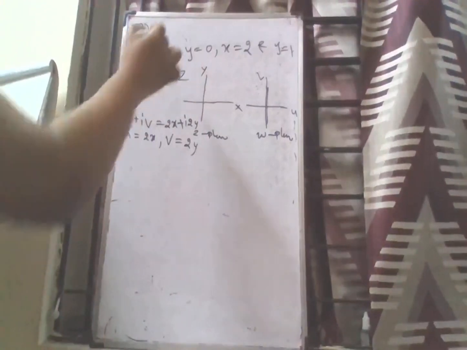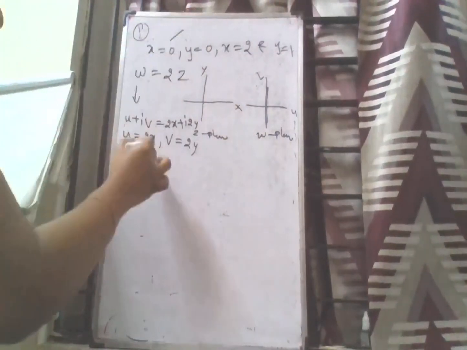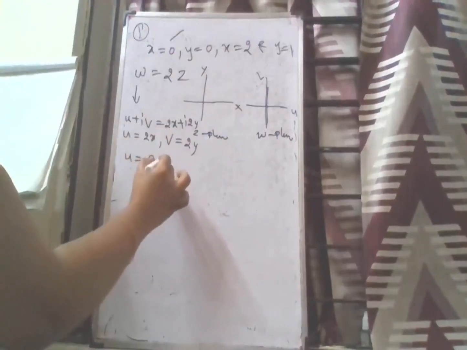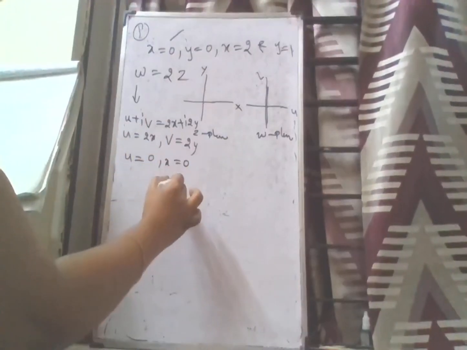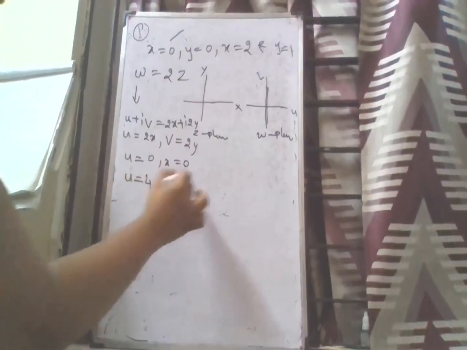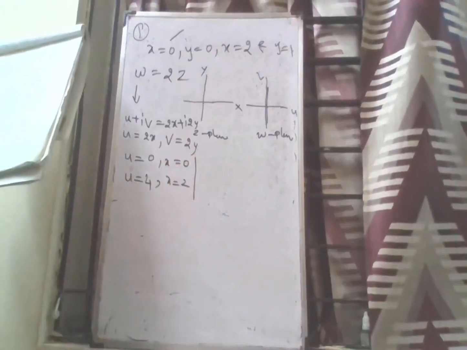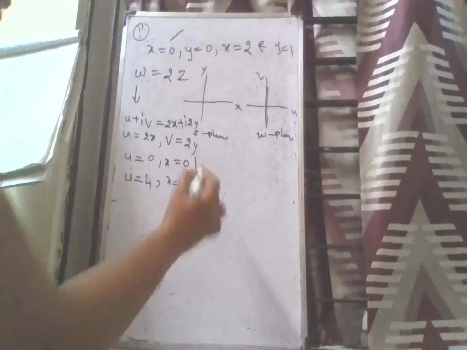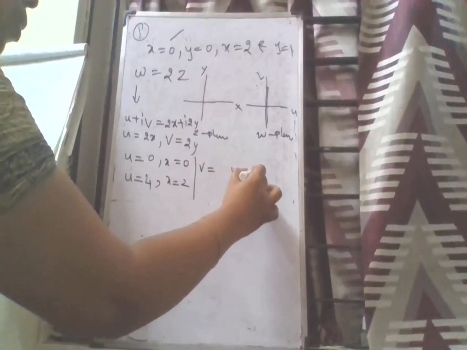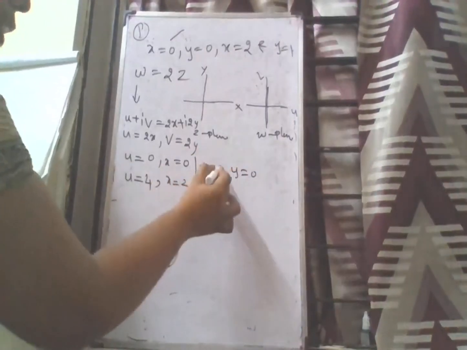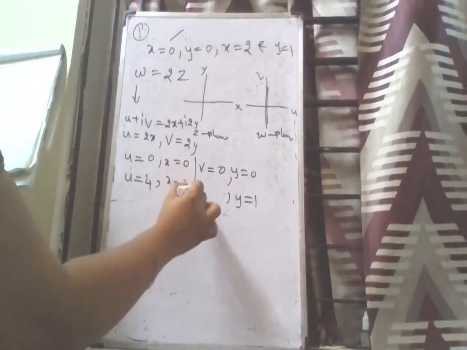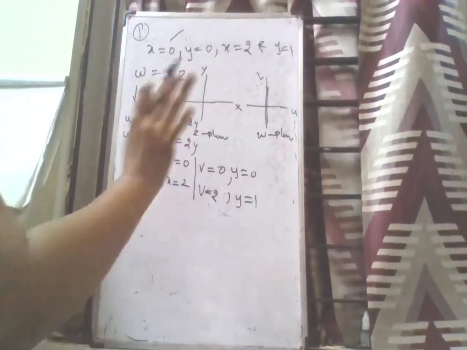Now step by step. When x equal to 0, what will be the value of u? u is 0 when x is 0. When x equal to 2, what will be the value of u? 4. Similarly, we have taken y equal to 0. What will be the value of v when y is 0? v is 0. When y equal to 1, what is the value of v? 2. Very simple example I have given you.